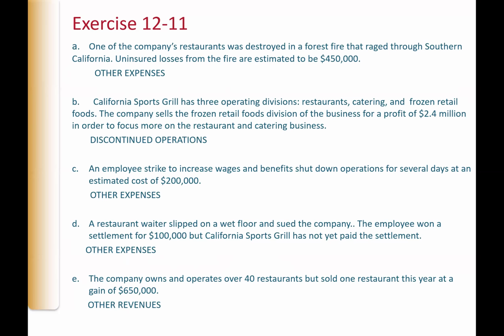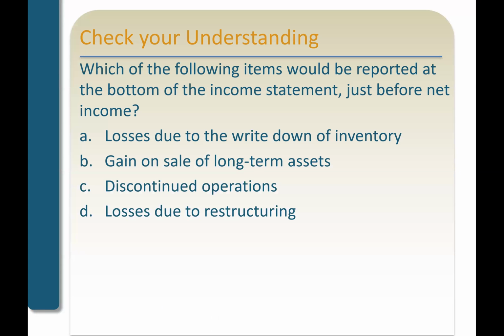If California Grill has 3 operating divisions and the company sells the frozen retail foods division for a profit of $2.4 million, we're going to put that in a separate category, discontinued operations. An employee strike showed an expense of $200,000. We're going to put that in other expenses. The waiter slipped on the floor and he got a settlement, other expenses. They sold 1 restaurant, other revenues. Does that make sense? We're going to separate those one-time or unique events.